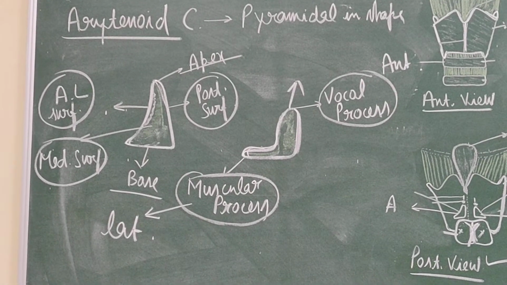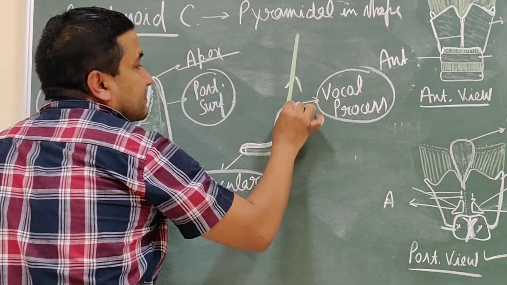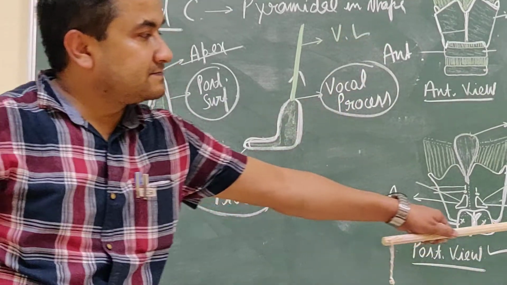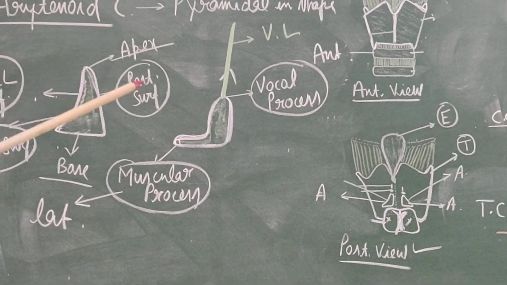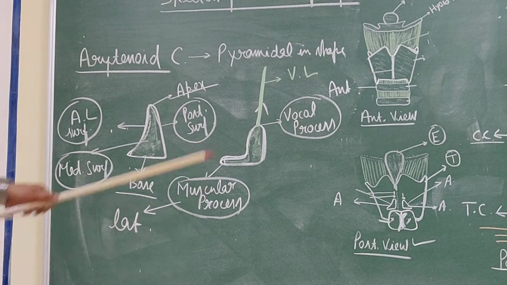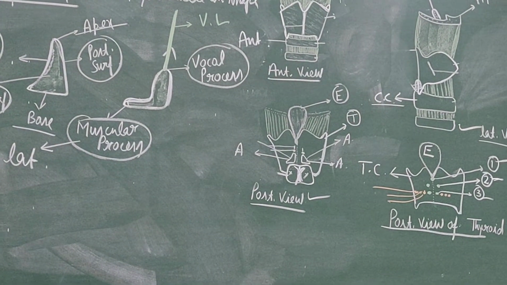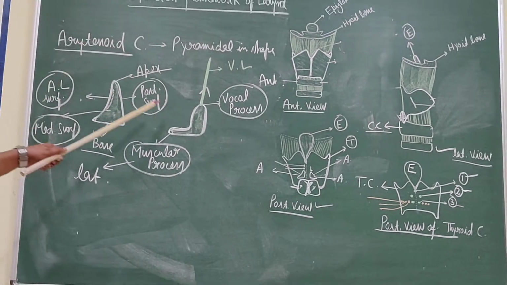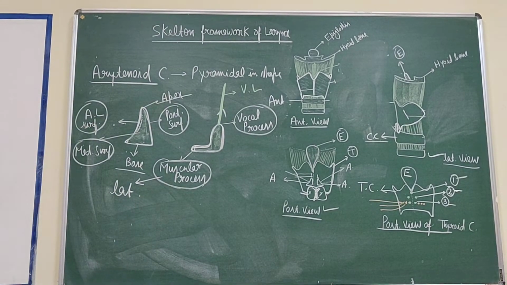Now, this vocal process provides attachment to a ligament, and that ligament is the vocal ligament. So the vocal ligament has one end attached to the vocal process of this cartilage, while the anterior end is attached to the posterior surface of the thyroid angle. As we know, there are two arytenoid cartilages, so there are two vocal ligaments.